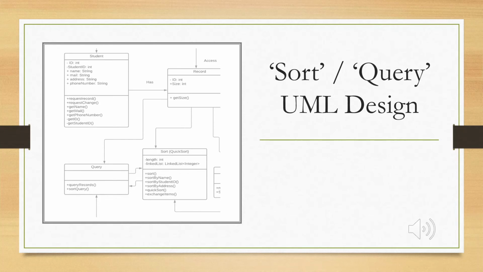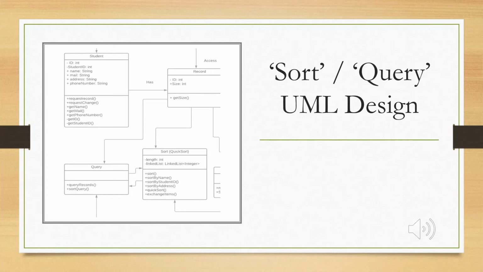So this is our sort and query portion of the UML design. As you can see in the sort portion, we went with a quick sort algorithm because it is the most efficient. It contains two variables, being a linked list and the length of the list. And below we have a few functions and methods that are able to sort by certain aspects of a student, such as name, student ID, and address.